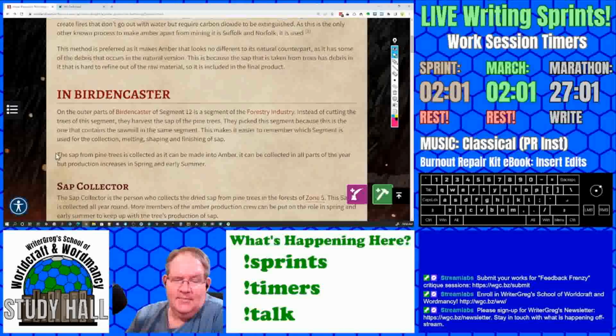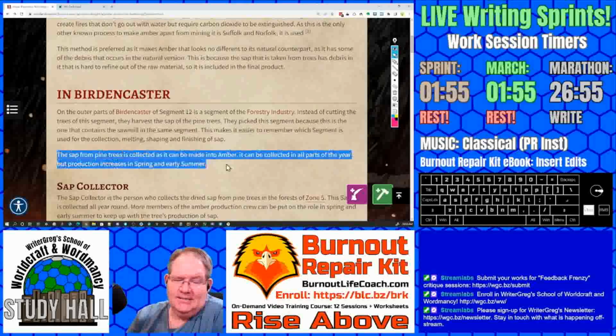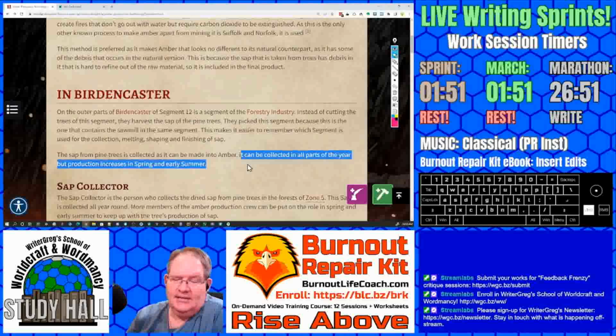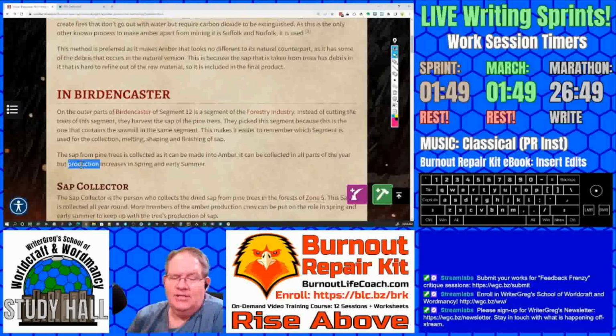But see, when it's talking about sap is collected, made into amber, it's collected all parts of the year. Okay, production. What kind of production? The production of the amber or the production of the sap?